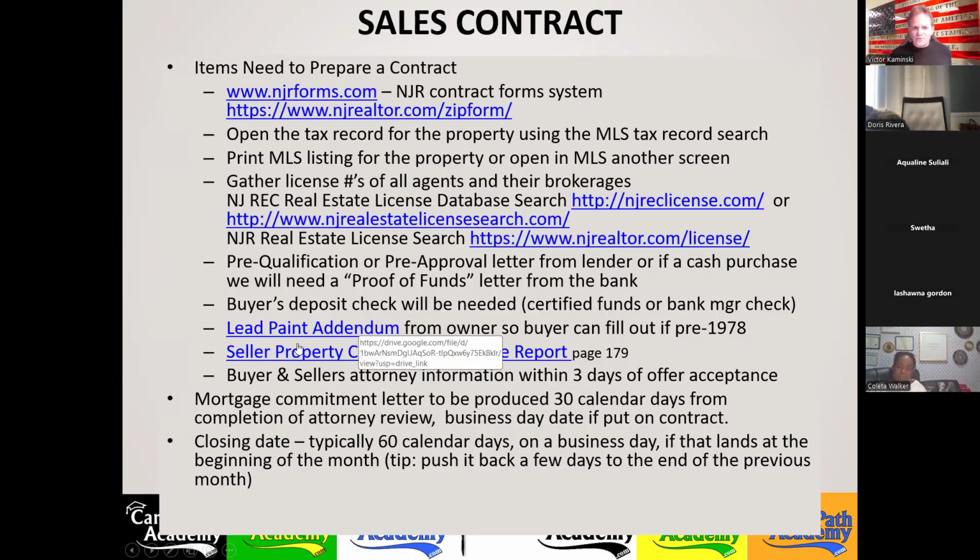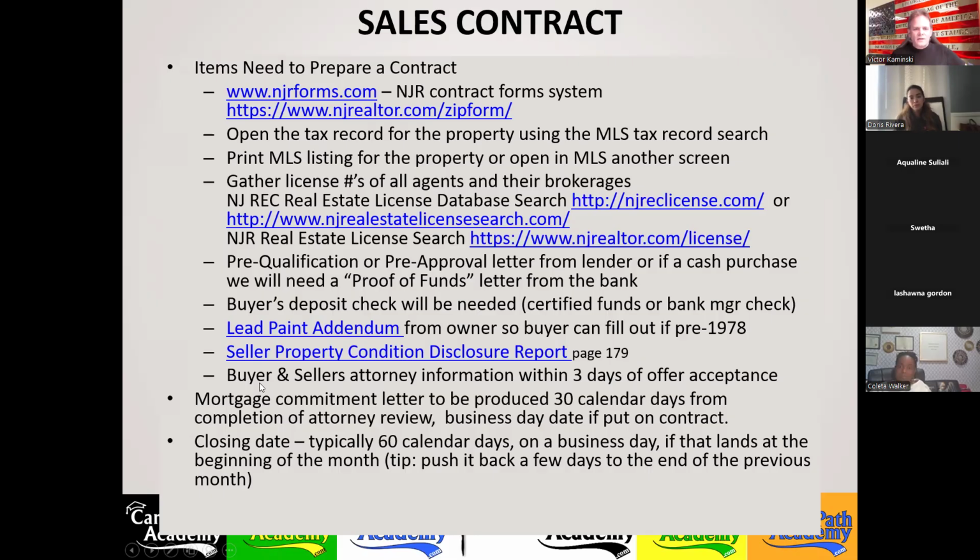Now, if they didn't upload the lead paint addendum and the seller's property condition disclosure, you may want to give a call to the real estate agent to see if they could email or fax it over to you. But they should have uploaded it to the MLS. It makes it a lot easier. Most MLSs allow you to upload supporting documents like that, which you're going to need if you're going to put together an offer. Agents don't do that. It just makes it tougher to submit offers.